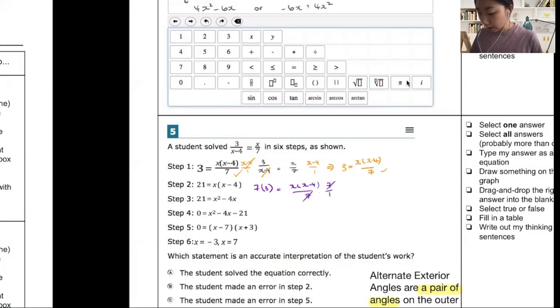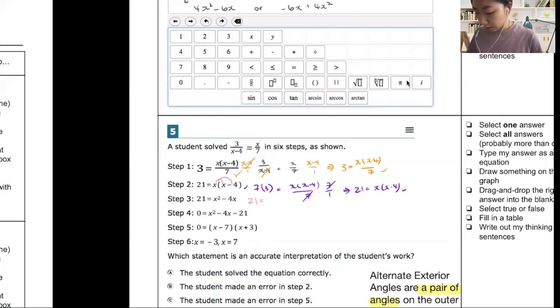So this cancels out. Indeed, we also get 21 equals x times x minus 4. So this step is also correct. So what it does next is it expands the x times x minus 4, right? So here we're going to keep the 21. 21 equals x times x minus 4.